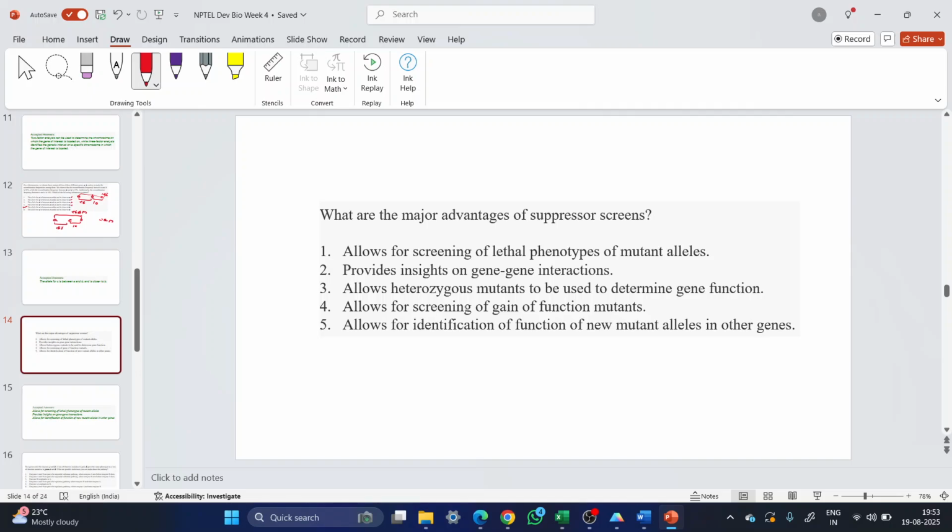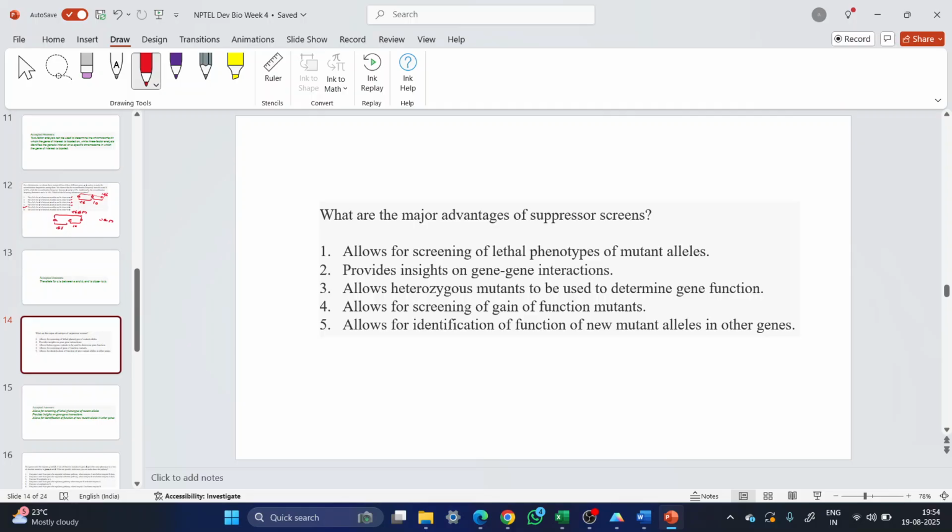So the goal is basically to uncover the functional relationship between genes and the pathways. For example, in C. elegans, the suppressor screen is widely studied. To summarize, suppressor screens are genetic strategies which help to identify secondary mutations, and these secondary mutations rescue the phenotype of the primary mutation, thereby revealing gene to gene interactions or gene to pathway interactions.